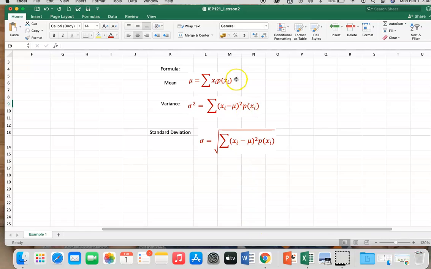So this is the formula for the mean here. It is a summation of x sub i times the probability of x sub i, where i goes from 1 to n. Next, the variance. The variance measures the spread or variability of the distribution. This is the formula for variance.